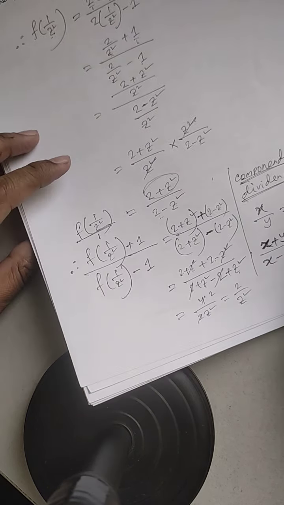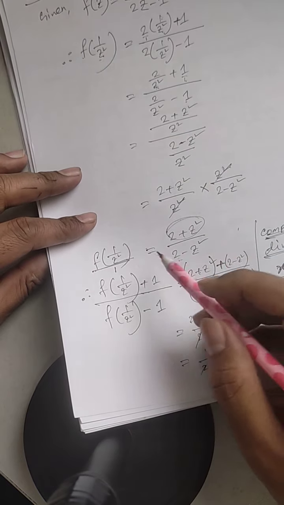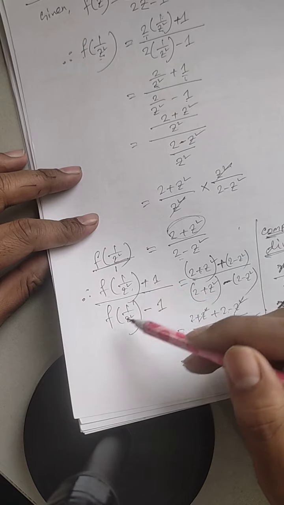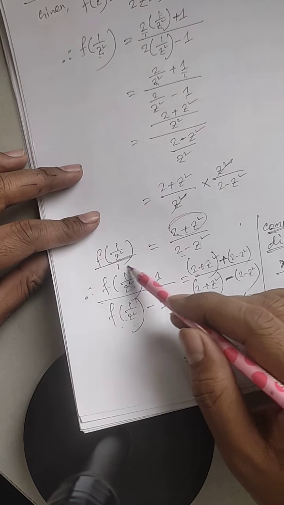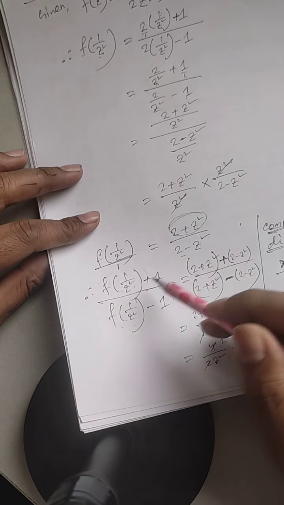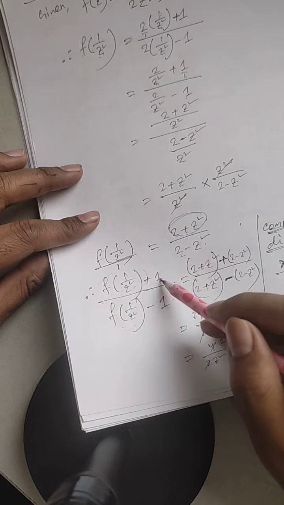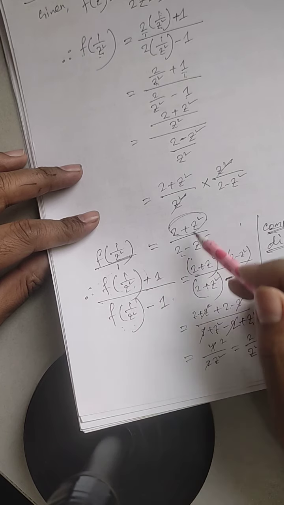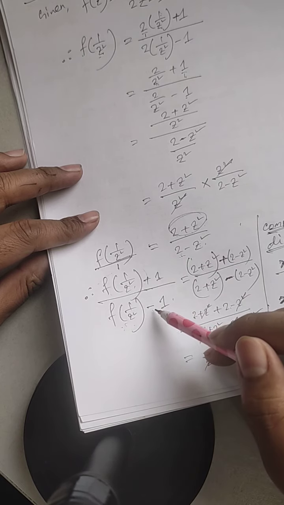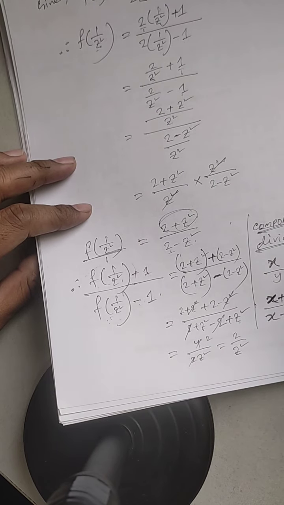Okay, if you solve this math, just f of 1 by z square plus 1 by f of 1 by z square minus 1, just put the value of f of 1 by z square as 2 plus z square by 2 minus z square, then plus 1, and then 2 plus z square by 2 minus z square minus 1. The answer will be the same, but the calculation will be lengthy.